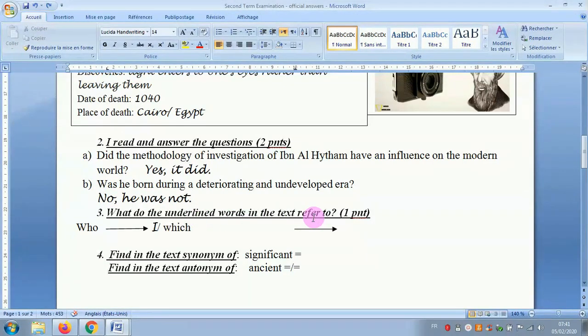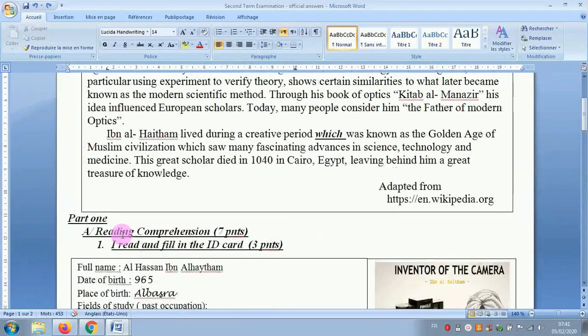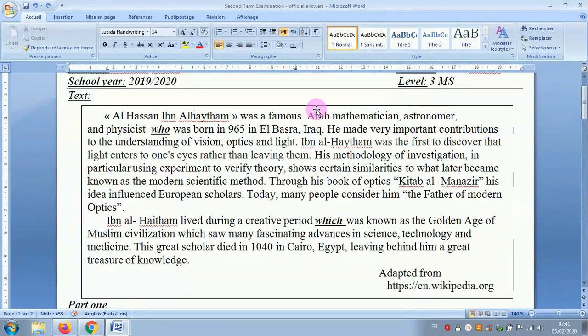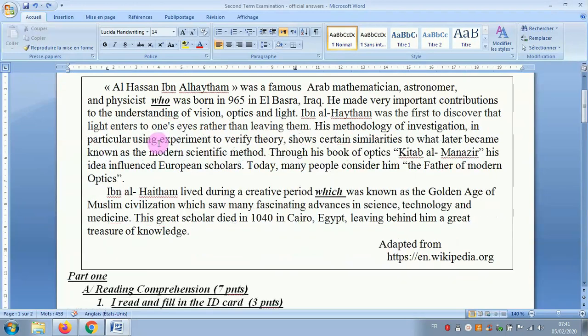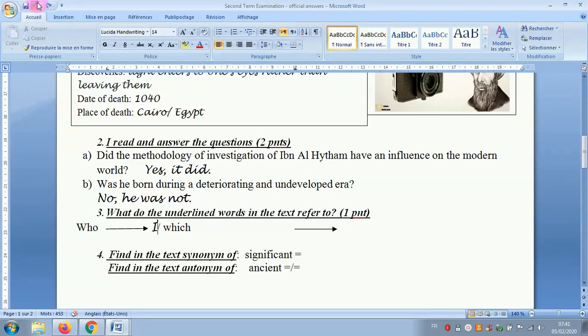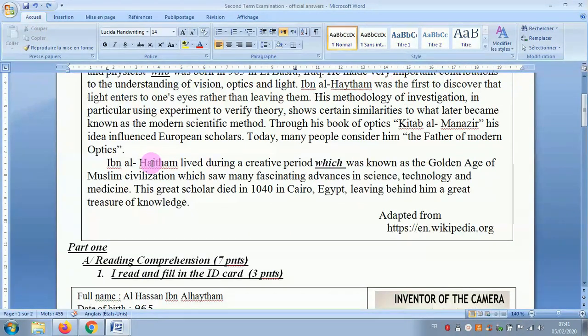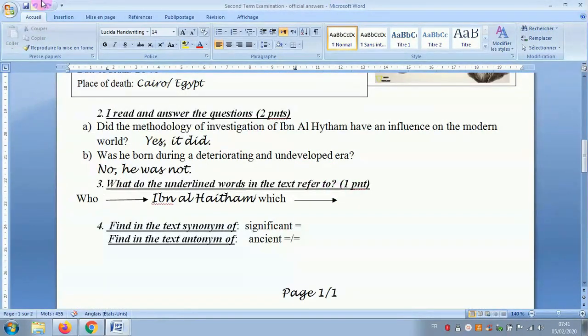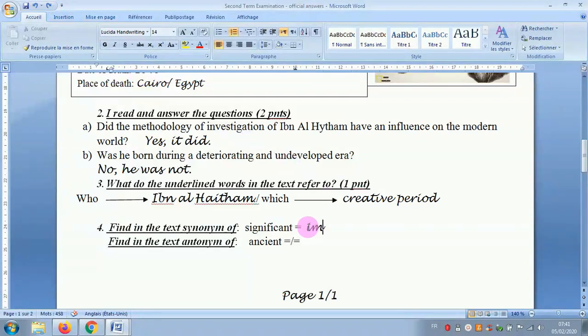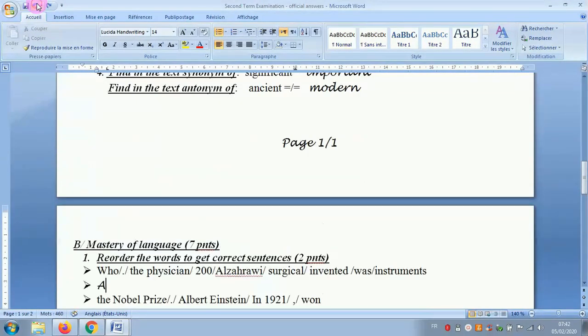What do the underlined words in the text refer to? Who نرجع ديما اللي قبلها: الحسن ابن الهيثم was a famous Arab mathematician, astronomer and physicist. Who ديما ترجع لشخص. So الحسن ابن الهيثم. Which ترجع للأشياء: ابن الهيثم lived during a creative period, so which refers to creative period. Synonym of ancient, antonym of ancient: modern. Ancient يعني قديم, modern يعني حديث.